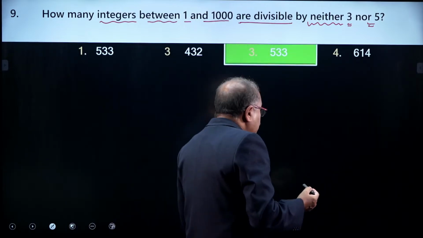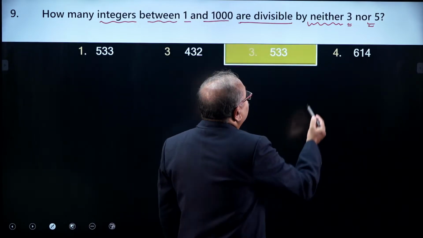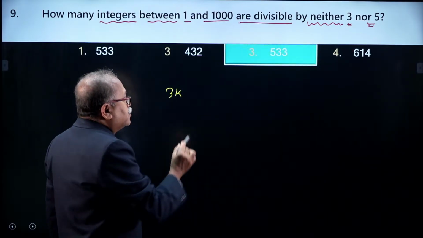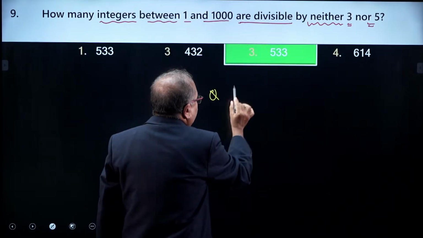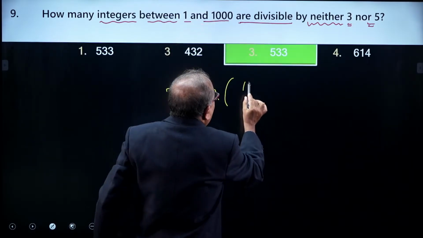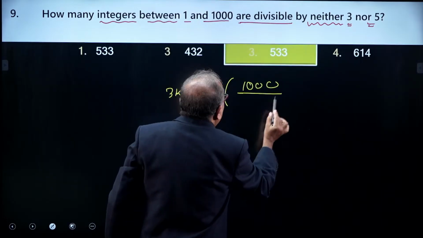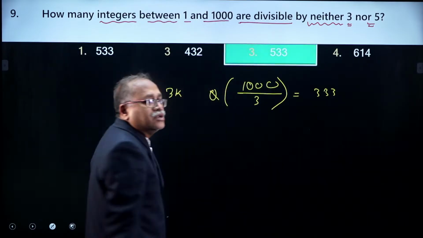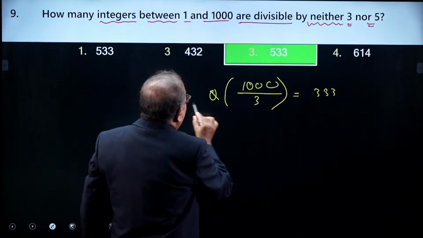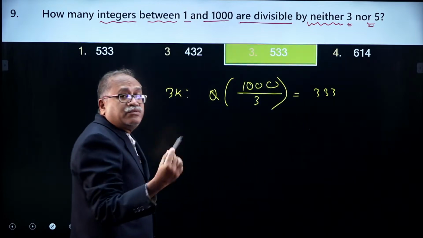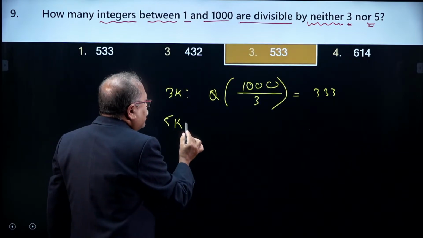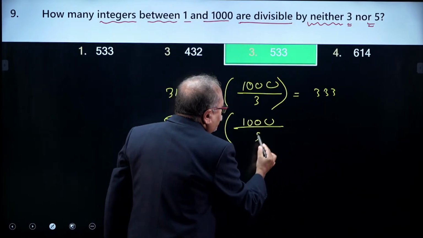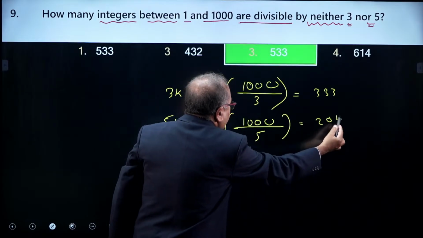First, you are going to take the numbers which are divisible by 3, that means numbers in the form of 3k. So, how many numbers are there? I need the quotient when 1000 is divided by 3, since this is 1 to 1000. 333 numbers are there. Now, I need the numbers which are divisible by 5, in the form of 5k. What will be the quotient if 1000 is divided by 5? You know the quotient will be 200.